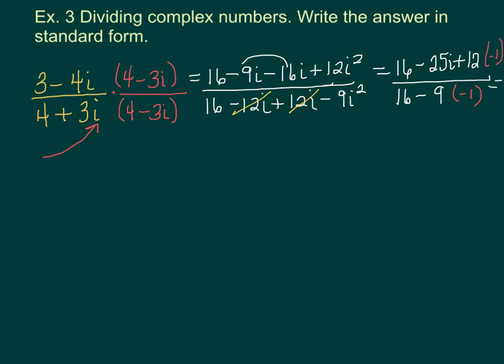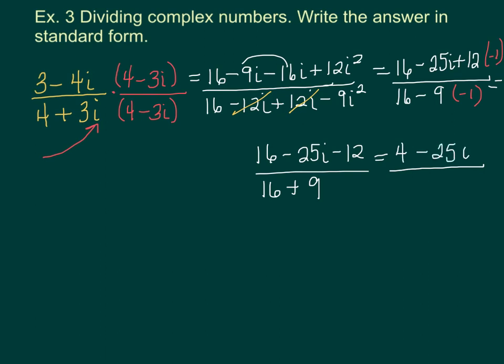Okay, so in my numerator, I'm just going to write it down here. I'm going to have 16 minus 25i minus 12. And then in my denominator, I'm going to have 16 plus 9. So that's going to leave us with 16 minus 12, which is 4, minus 25i over 25.